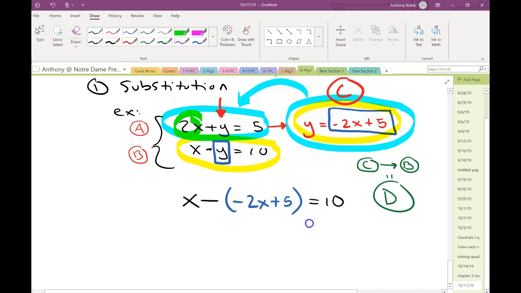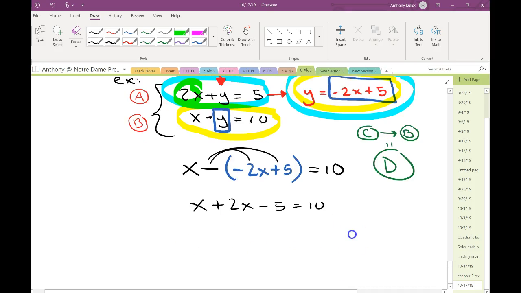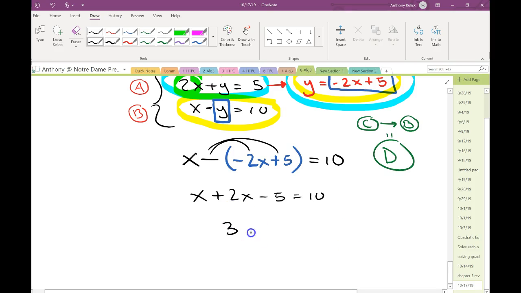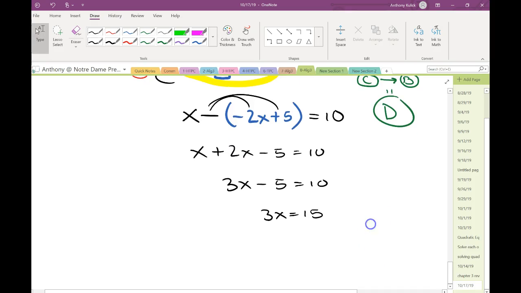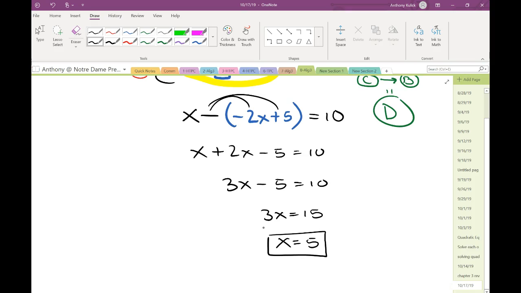Okay. So returning down here to solve, let's go ahead and distribute our negative, and then I can combine my x and 2x to make 3x. And then I can add 5 to both sides. And then we can divide both sides by 3. And I get half of my solution, which is x equals 5. Now I still have another half to go, right? I still need to know what y equals.